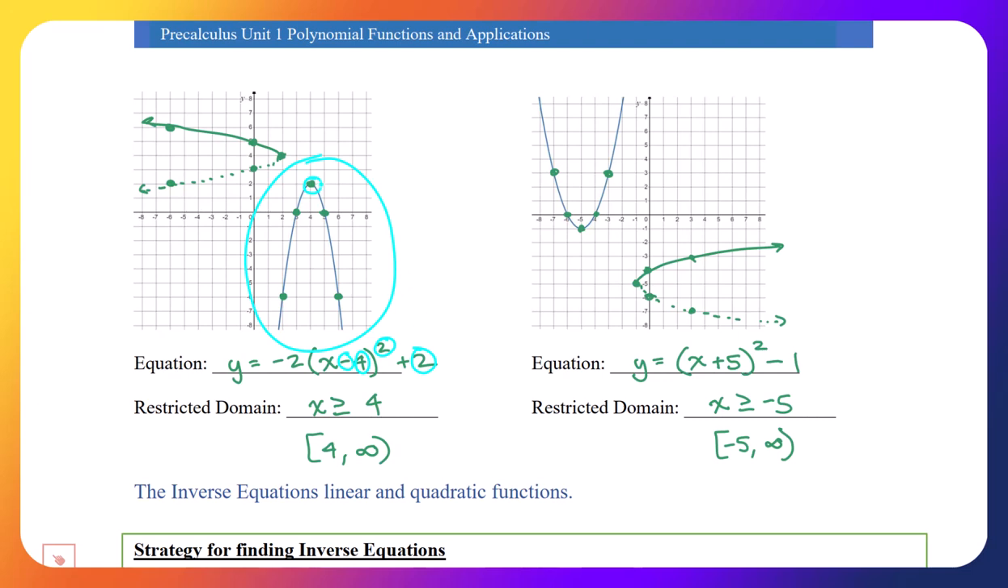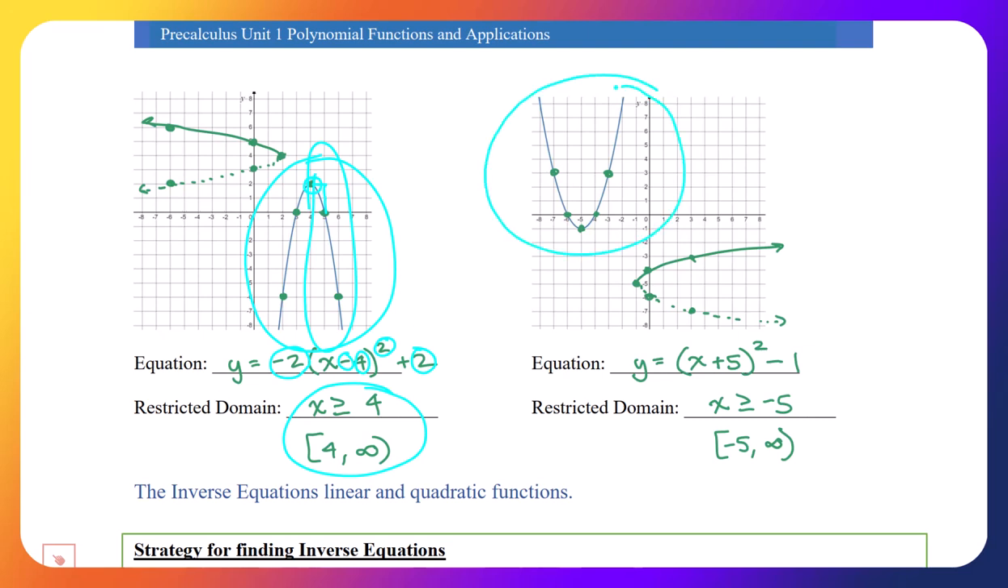Now this one, typically we go over 1 and down 1, but this goes 2. That's where this 2 comes from. And since it's going down or it's flipped, it's negative 2. We're going to restrict the right-hand side of the parabola using x being greater than or equal to 4.